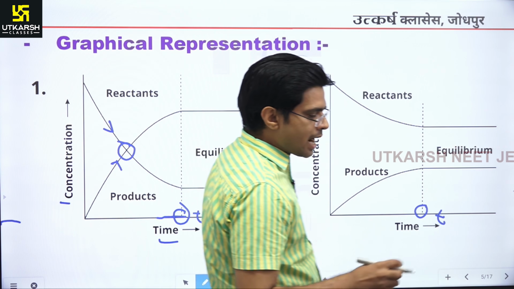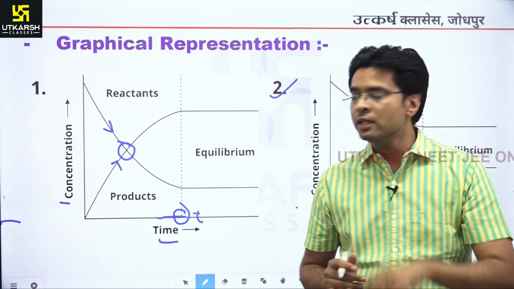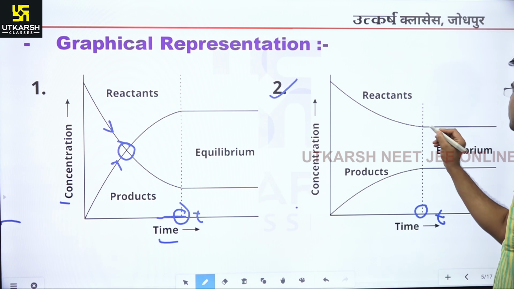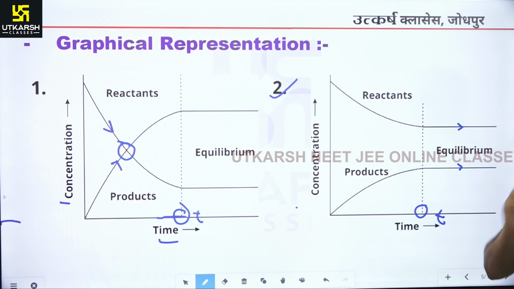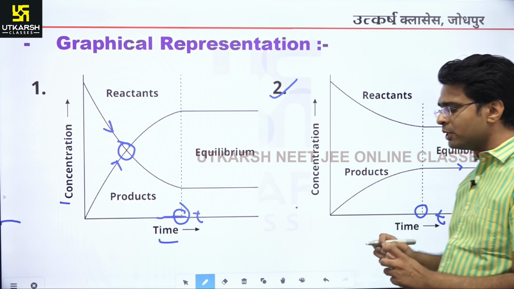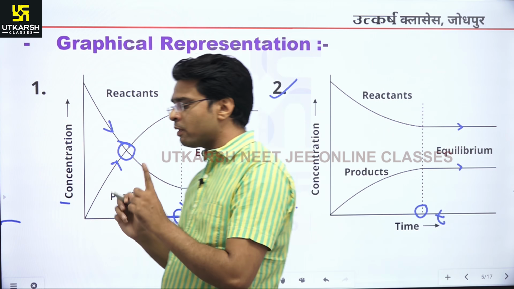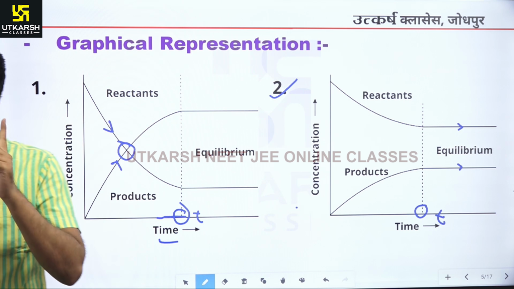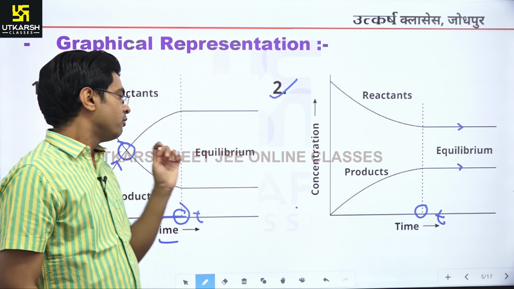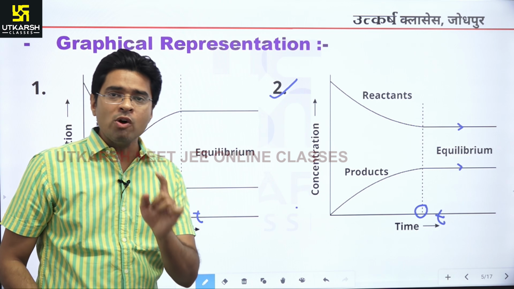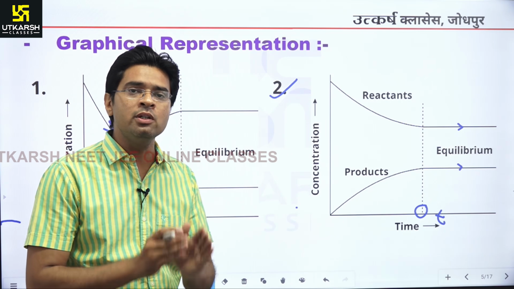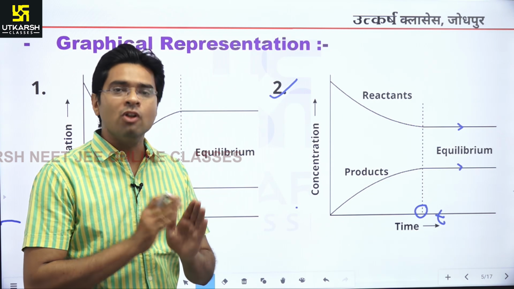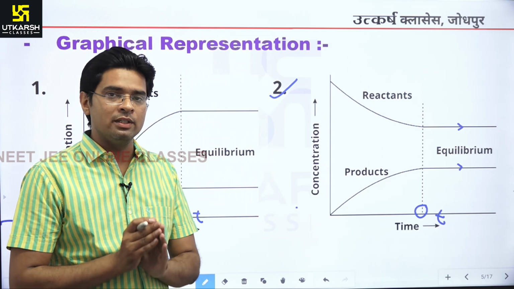As you see, at that point and after that point the concentration of reactant remains constant as well as the concentration of product remains constant. So what important conclusion can we draw from these two plots? Always remember, for an equilibrium what we want is the concentration of reactant and the product should remain constant. It is not necessary that they are equal.